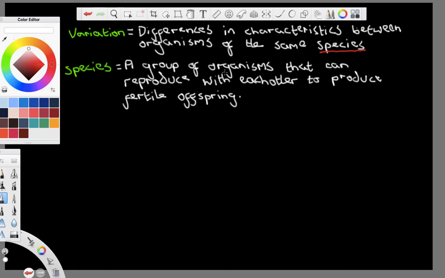So variation is the differences in characteristics between organisms of the same species, and a species is a group of organisms that can reproduce with each other to produce fertile offspring. The word fertile means that you can have children. So if a group of organisms can reproduce with each other and produce children that can have children of their own, that is defined as a species. The differences between each of these individuals in a species is known as variation.